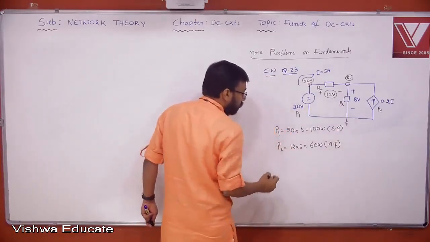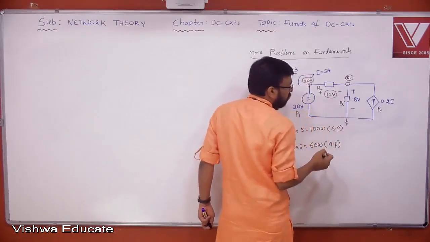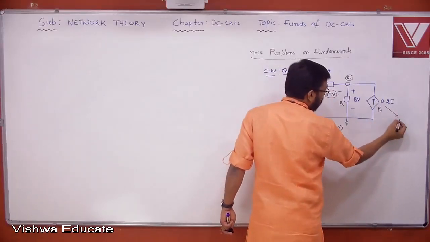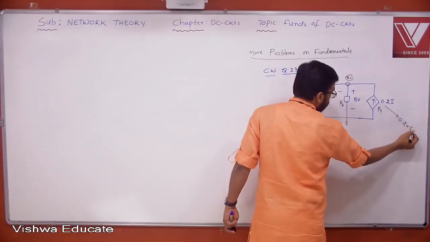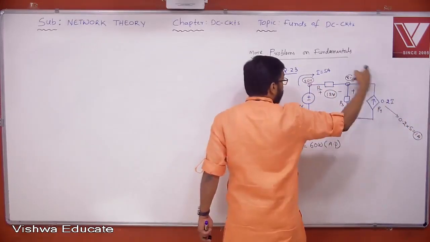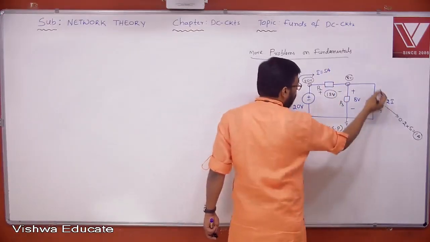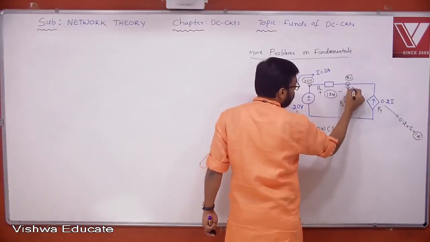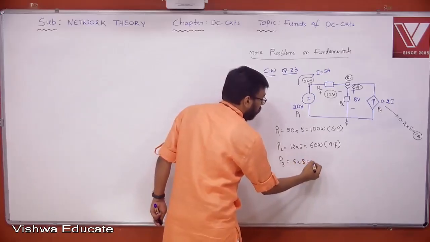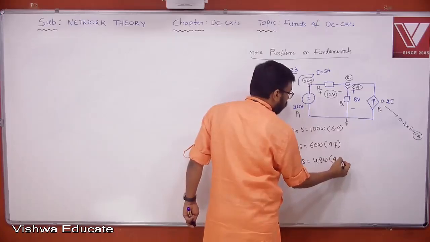Look at this. P3. What is the current flowing here? Current here is 5 ampere. Here, how much is it? It is a current source, right? Depending on current, but current source 1 ampere. The I value is already given here. It is a dependent source. I is a dependent variable upon which the source is depending. Now 1 ampere and 5 ampere, how much is it? 6 ampere. So 6 into 8, 48 watt. Current is entering, absorbed power.